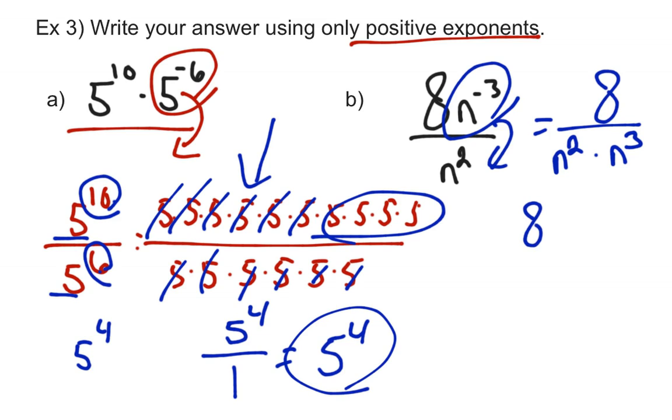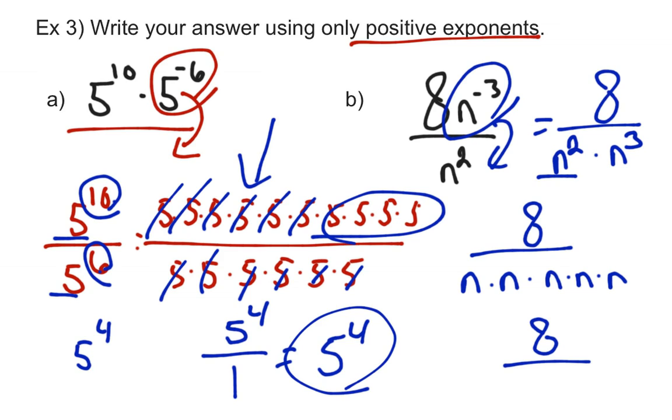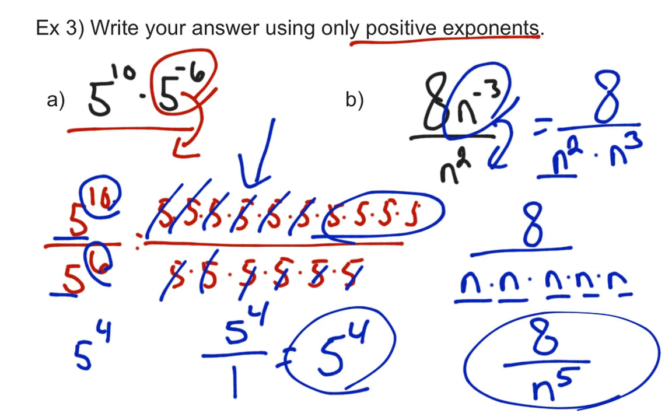Okay, so this tells me 8 on top. Now let's just see here. n to the 2nd power is n times n. n to the 3rd power is n times n times n. So let's rewrite. How many n's do I have on the bottom? 1, 2, 3, 4, 5 of them. So this is n to the 5th power. That's it. We rewrote them using positive exponents. That's our lesson for today.